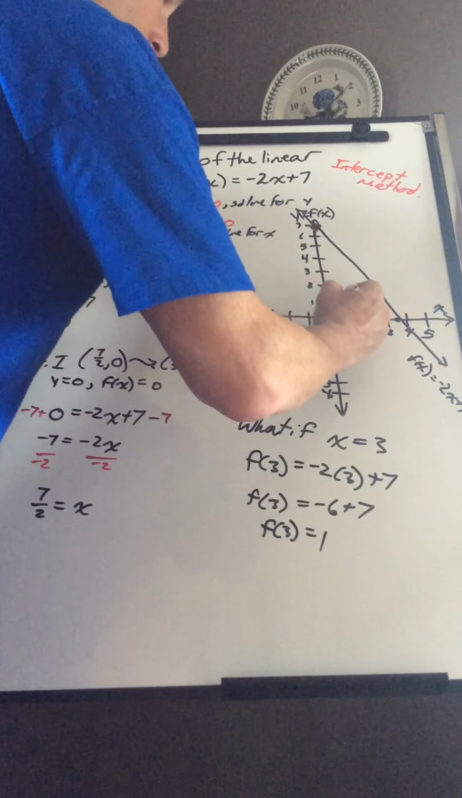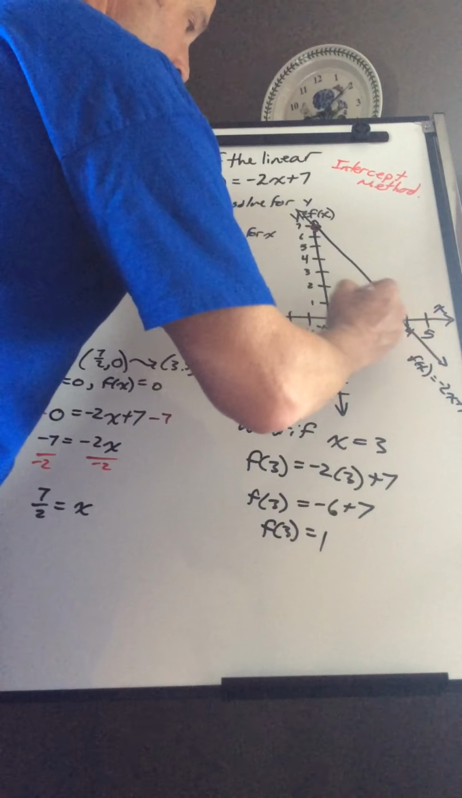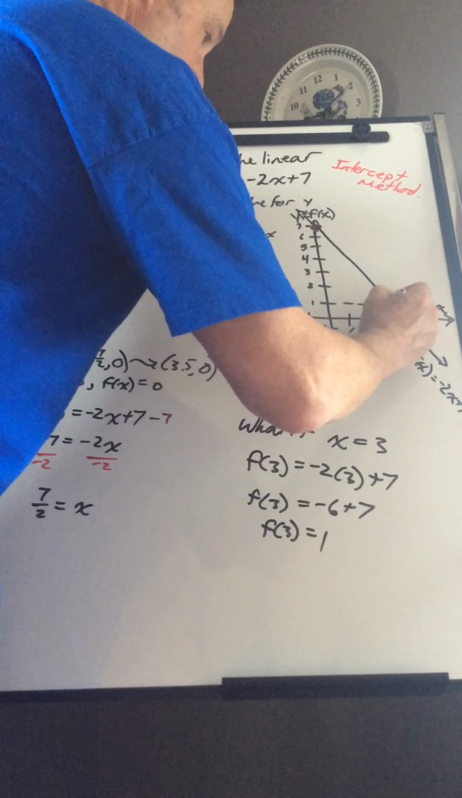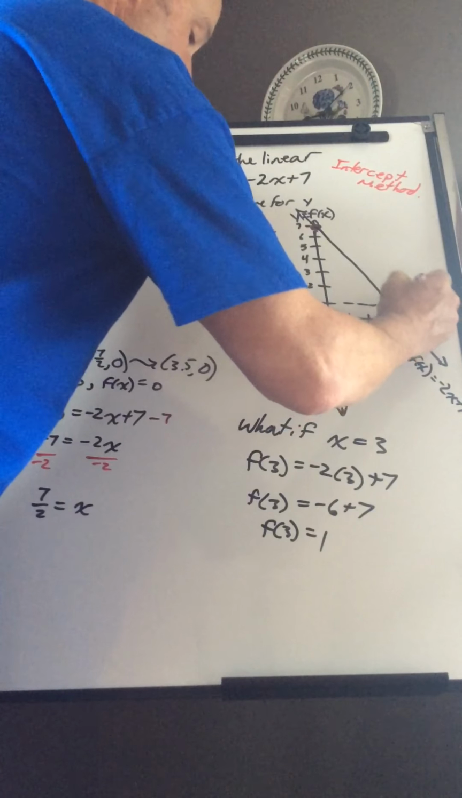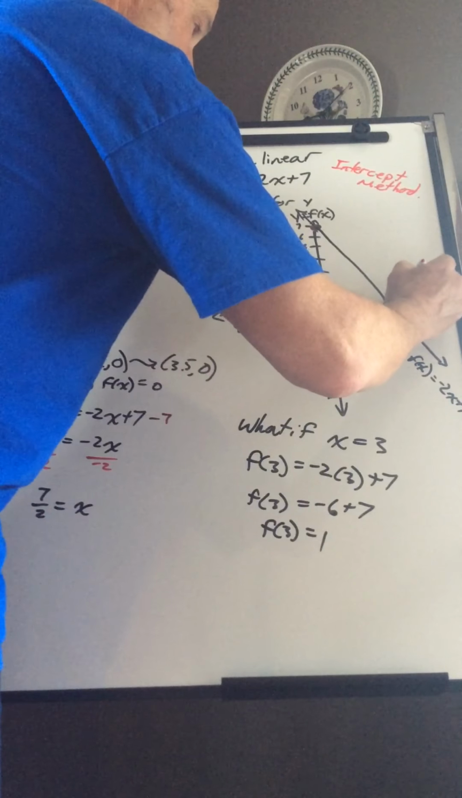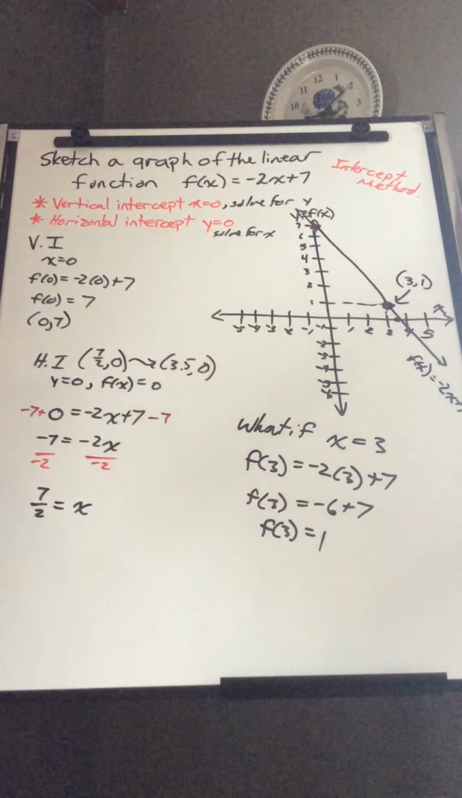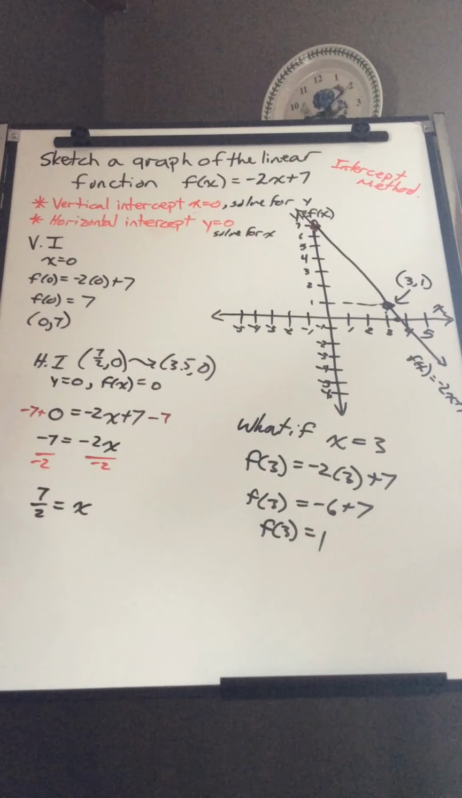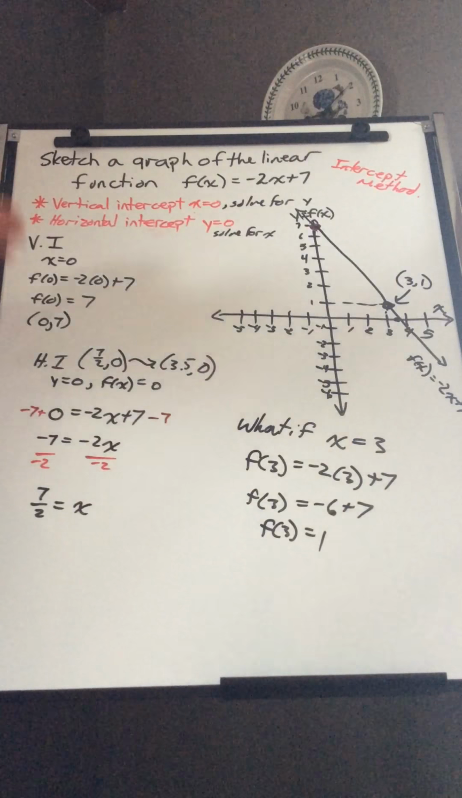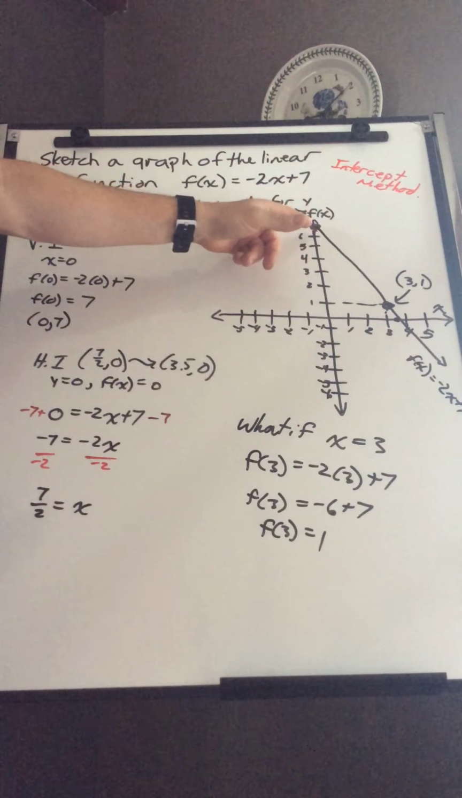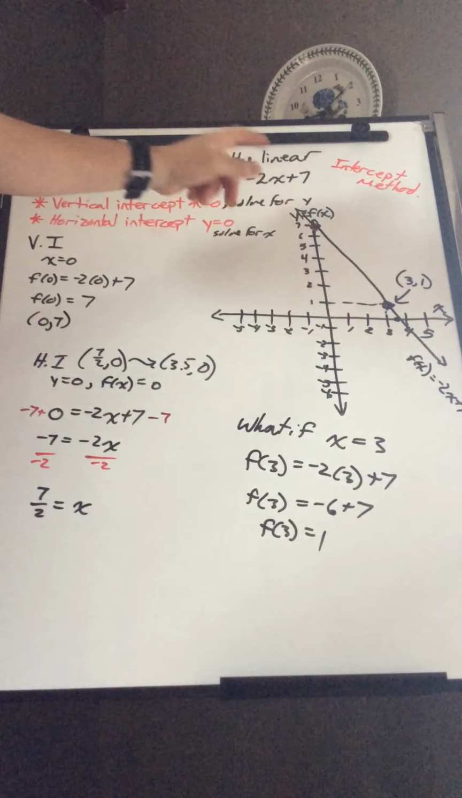Which, when we go here, right there, 3, 1. We can do that with any value that we need. And it just so happens 0 is awesome because it is pretty easy to work with. And that allows us to get the intercepts, the vertical intercept, horizontal intercept.